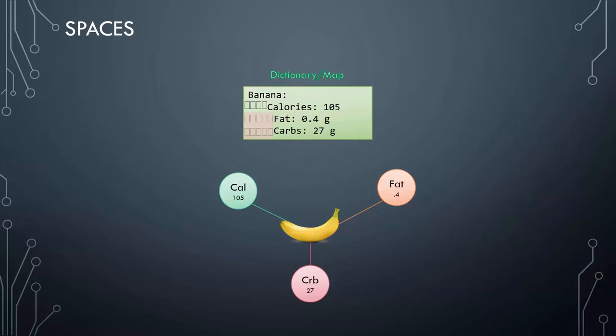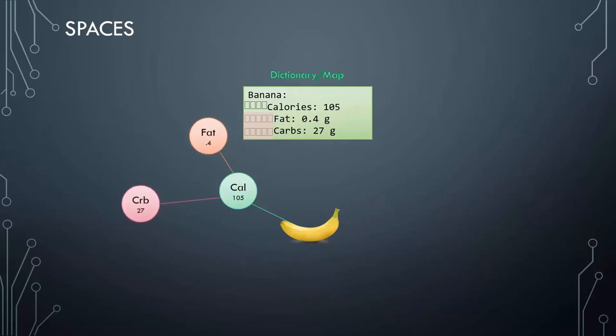But what if we had extra spaces for fat and carbs? Then they will fall under calories and thus become properties of calories, which doesn't make any sense. This will result in a syntax error which will tell you that mapping values are not allowed here because calories already have a value set which is 105.